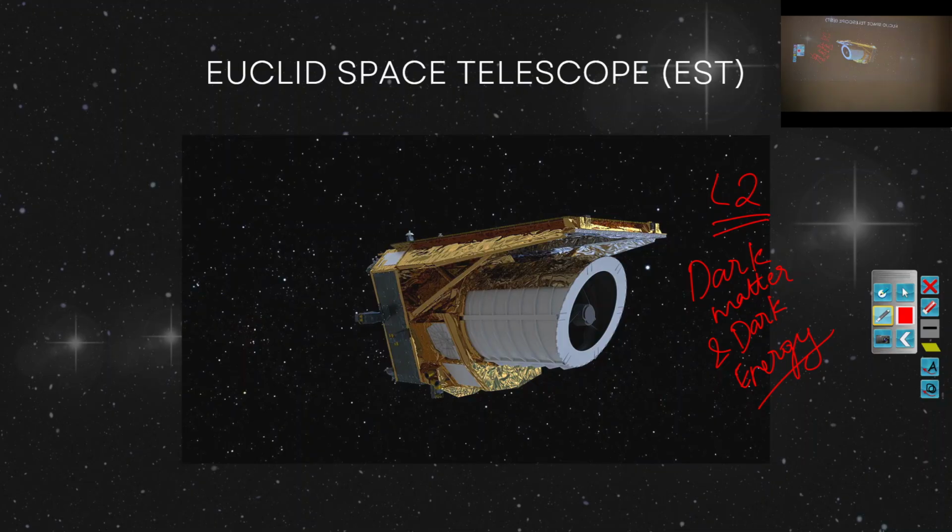We know 4 fundamental energies. Apart from that, there is some other energy that is driving the universe, and we have to unlock it. That is why we send so many space missions, to know what is that energy. So dark energy and dark matter are something that we don't know about, and we are trying to study it. So this Euclid space mission is going to study this dark matter and dark energy.